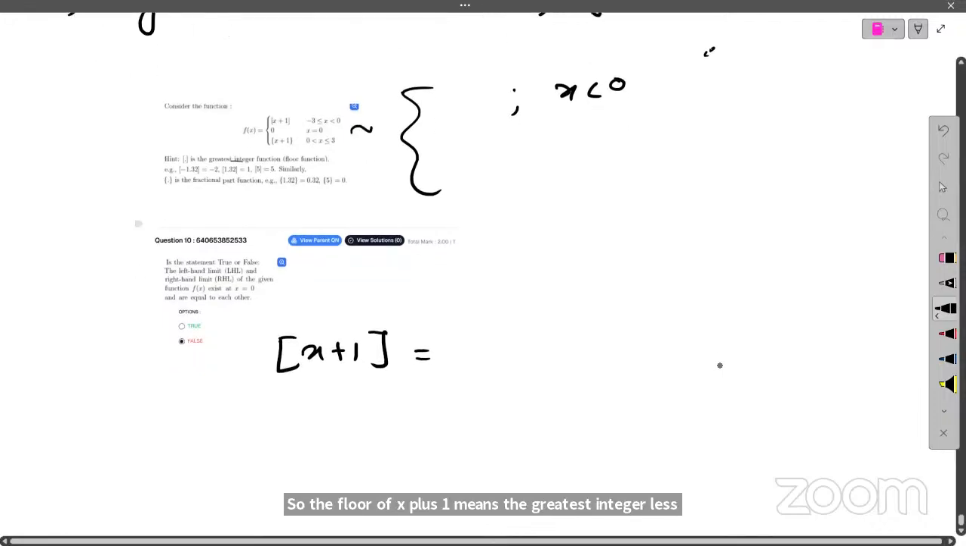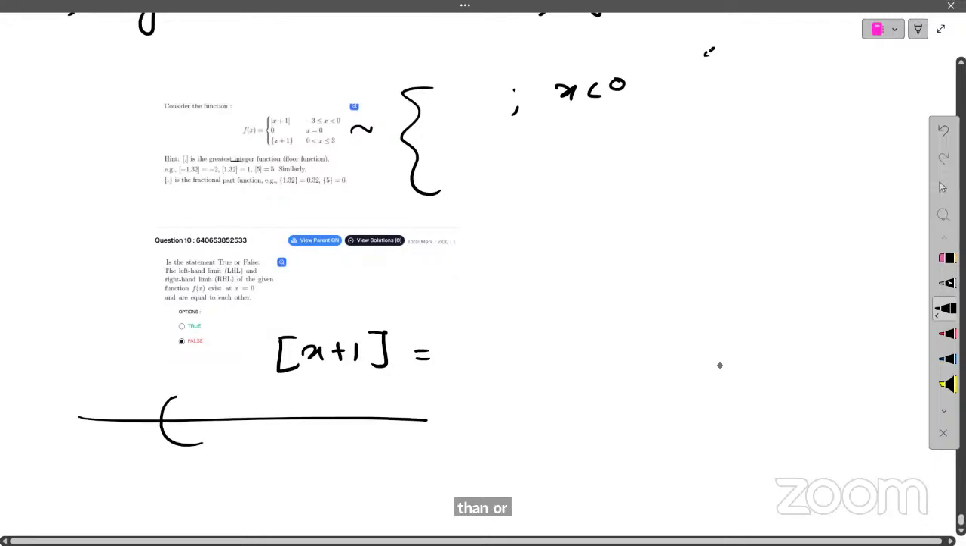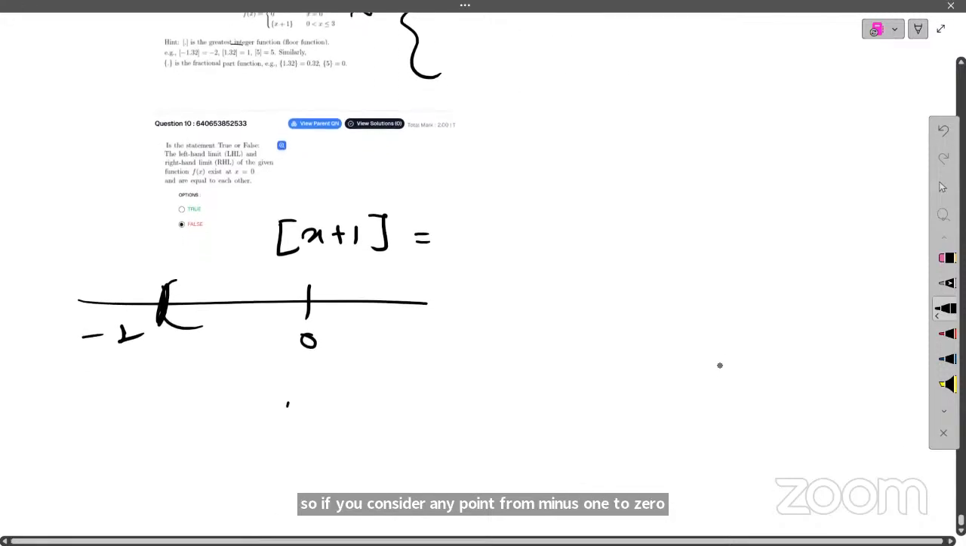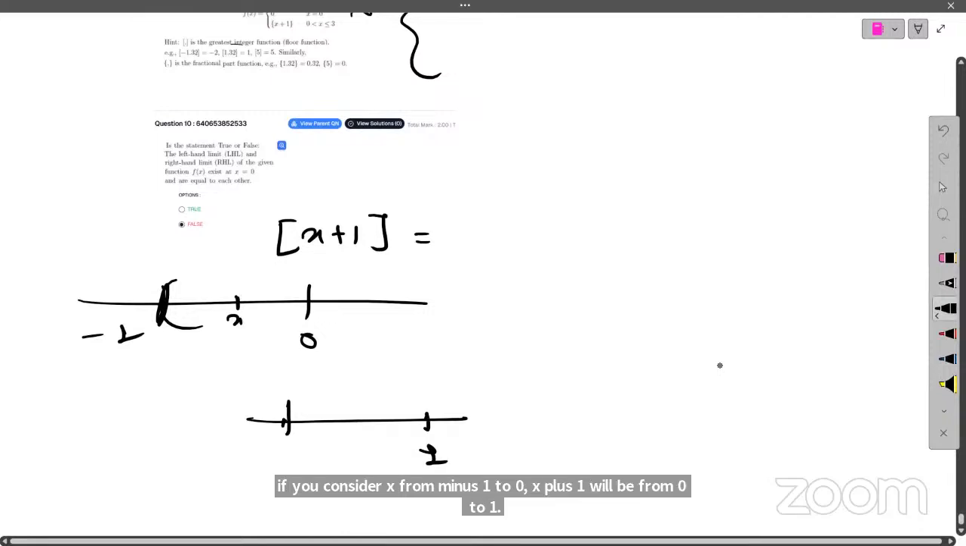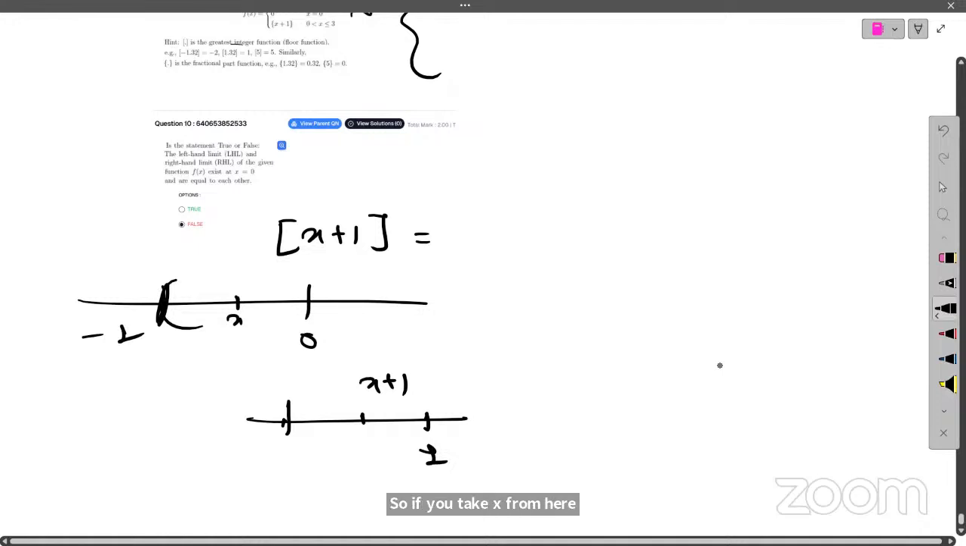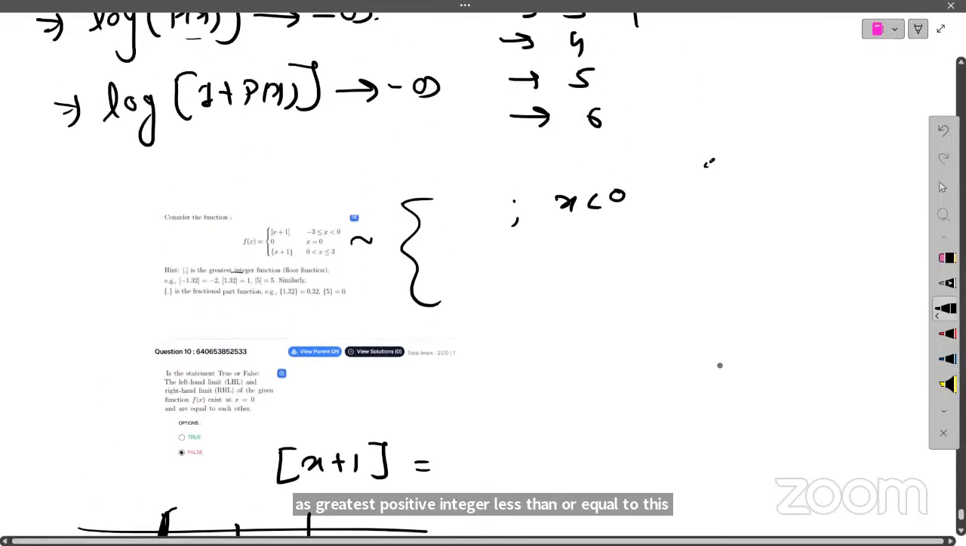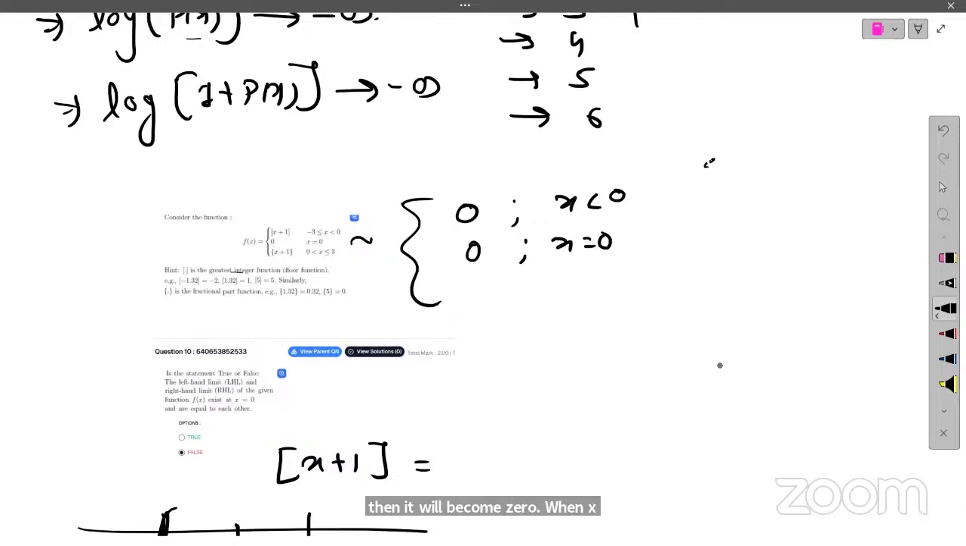If you consider any point from minus 1 to 0, so if you consider x from minus 1 to 0, x plus 1 will be from 0 to 1, right? So if you take x from here, this is your x plus 1. And the floor of x plus 1 will take the greatest integer less than or equal to this quantity, which is nothing but 0 itself. So if you consider the expression very close to 0, then it will become 0. When x is equal to 0, it is also 0.